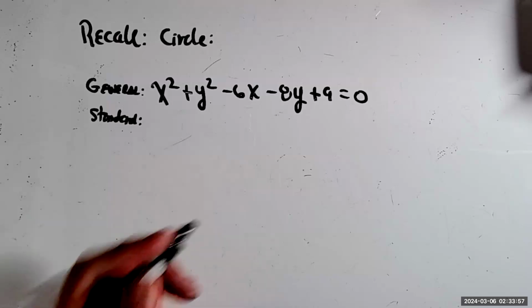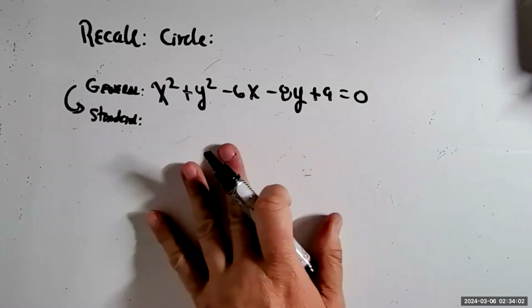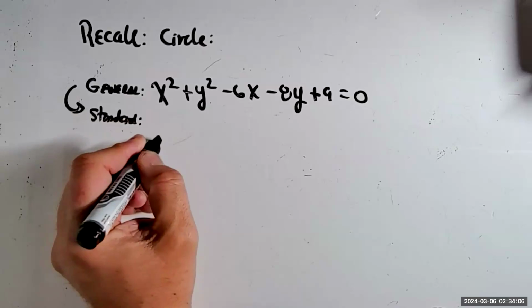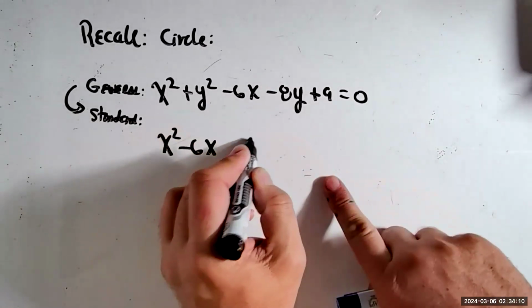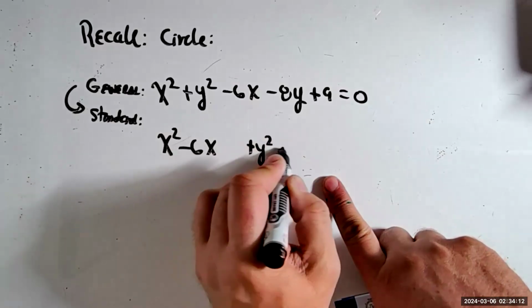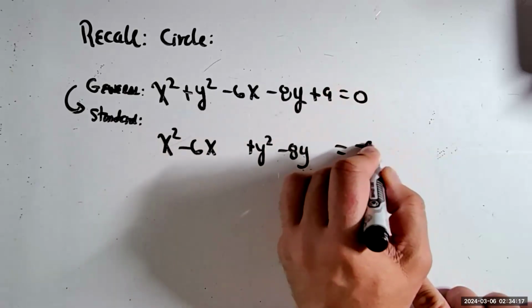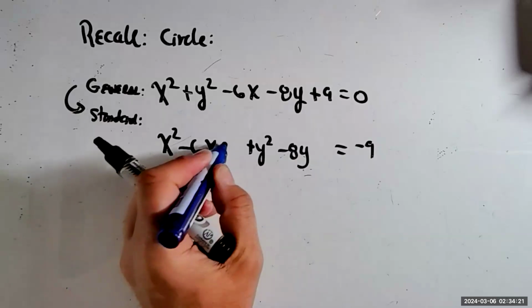Of course, you know this one. Let me just do a quick review. How do I go from general to standard? We call on our best friend, completing the square. We need to rearrange a bunch of these things. So that will be x squared minus 6x plus y squared minus 8y, and we subtract the 9. Now we add what I tell my students is the magic number.